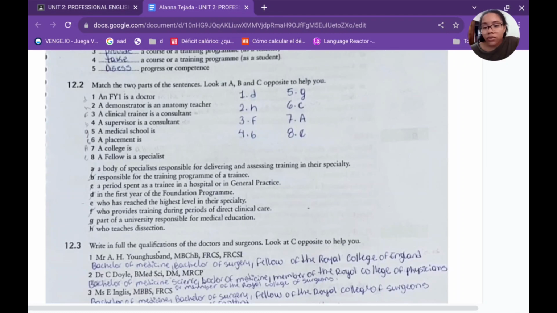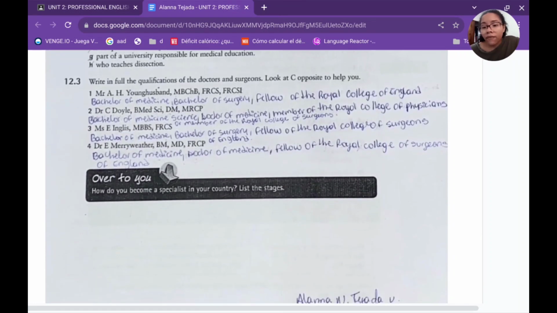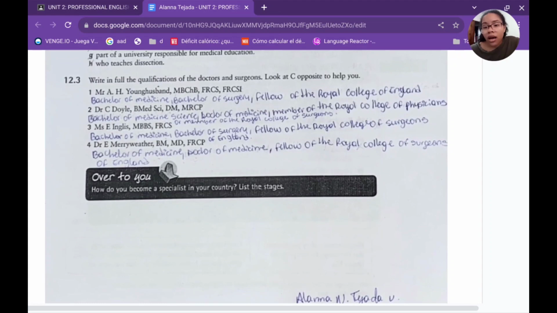A medical school is part of a university responsible for medical education. A placement is a period spent as a trainee in a hospital or in the general practice. A fellow is a specialist who has reached the highest level in their specialty. Write in full the qualifications of the doctors and surgeons. Look at C opposite to help you.